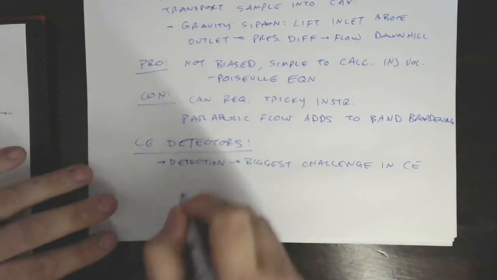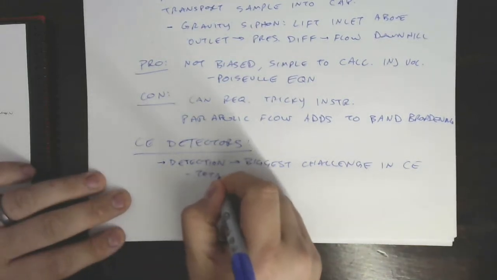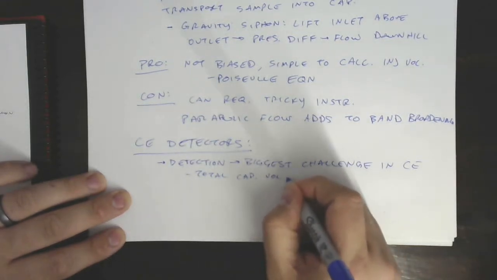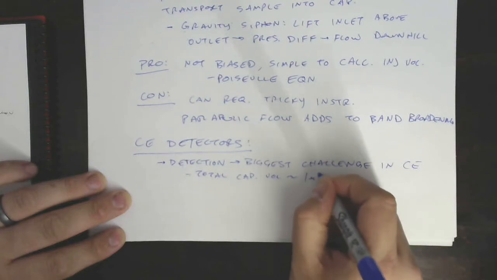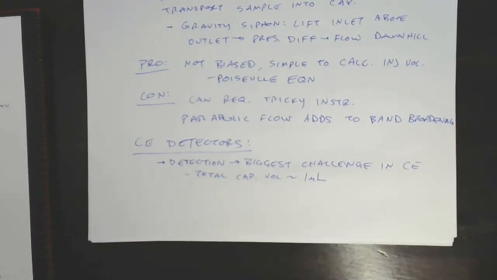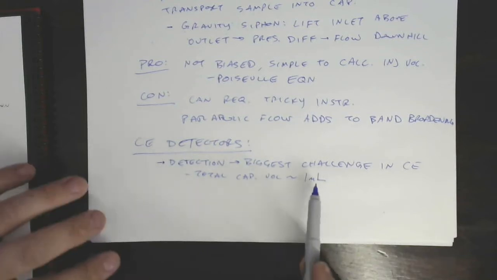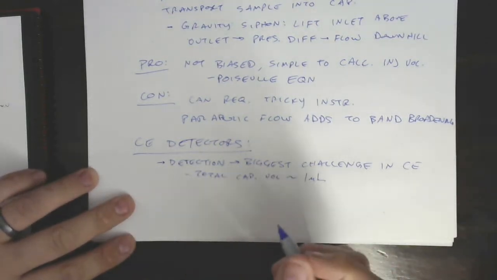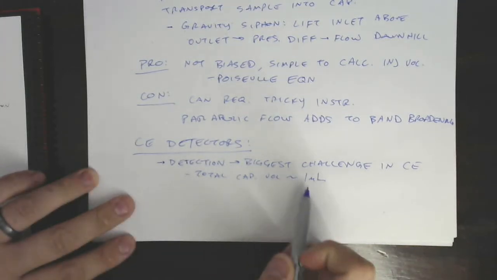So total capillary volume is on the order of 1 microliter. 1 microliter, depending on where you're coming from, that might sound like a lot or a little sample. To me, in my lab, it sounds like a lot. To most people, it sounds like a little. But remember, the issue here is that we're not filling the capillary with sample. We're putting a very small injection plug into that total volume of 1 microliter.